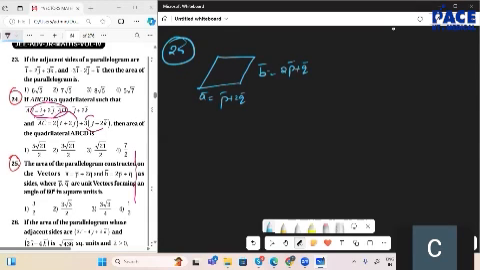Right, coming here, area of a parallelogram. So this is a parallelogram, what we are talking about. Right. So coming for the area of parallelogram.